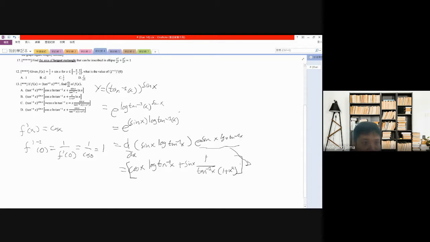And so what is the answer? The answer will be tan inverse x to the power of sin x, times cos x ln tan inverse x plus sin x over tan inverse x times 1 plus x squared. So the answer is D, right? The same one, right? Well, if I didn't calculate mistakenly, I think the answer is D.